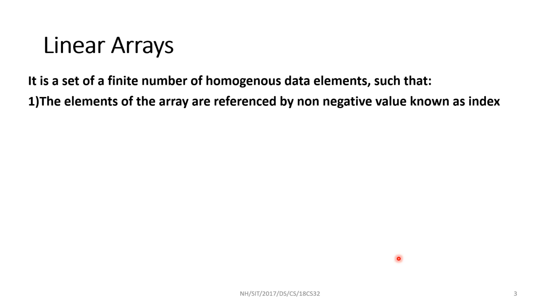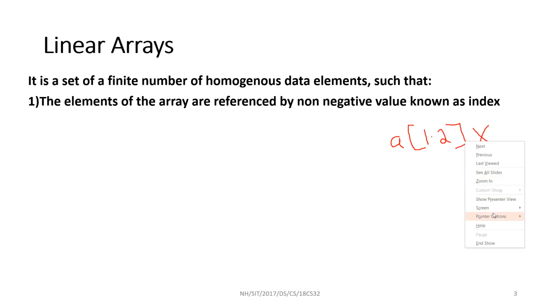So there is no meaning for, say, if the array is of integer type, and the array name is A, there is no meaning for the statement A of 1.2. This has got no meaning. This is wrong. A floating point number cannot be used as an index. So that is the restriction.